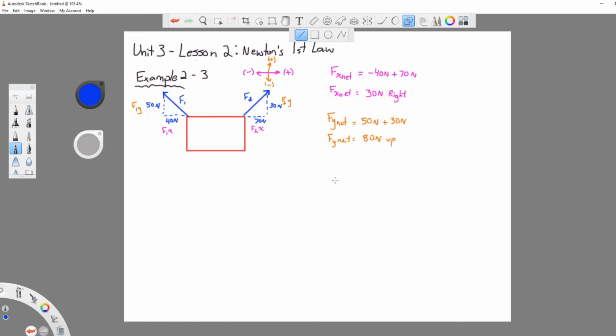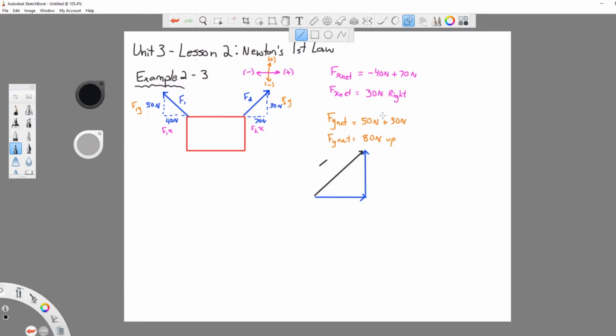And how did I draw it? I drew it across and up in my diagram. So I'll keep it that way so I can use my own answers. So we've got 30 newtons right. And then tip to tail style, we've got 80 newtons up. I'll try to make it a little bit longer at least. And our resultant force, our net force I should say, is up and to the right.